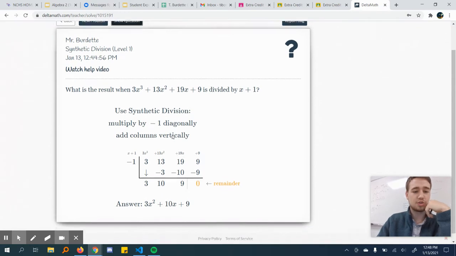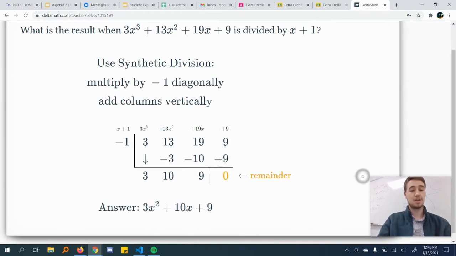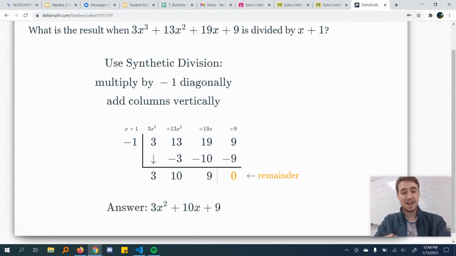So we have to make a box. We multiply by -1 diagonally and by the columns vertically. The -1 actually comes from we flipped the sign on the constant term of the linear factor we're dividing by. So we turn that +1 into a -1, and the rest of them we just stuck in our box. We multiply diagonally and stick the numbers down to the right.